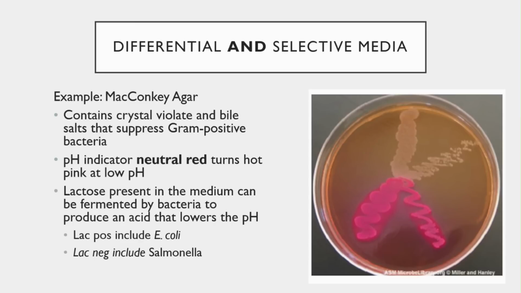It uses the same trick where we add a sugar that only certain microbes can ferment or break down and create acids from, and that sugar is lactose. Lactose is added to the medium, and bacteria that can ferment it will lower the pH of the medium and make this hot pink color. E. coli and Salmonella are both gram-negative bacteria, so they can both grow on this plate. But only E. coli can ferment lactose. Therefore, would you expect the top or the bottom bacteria streak to be E. coli?